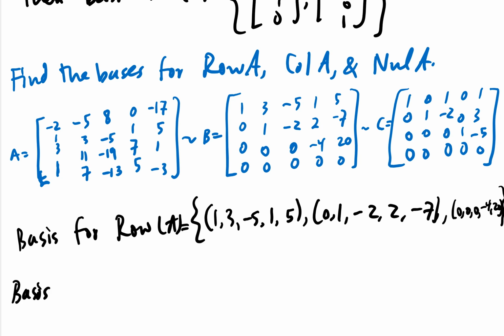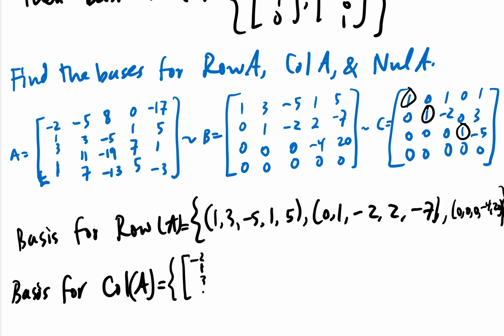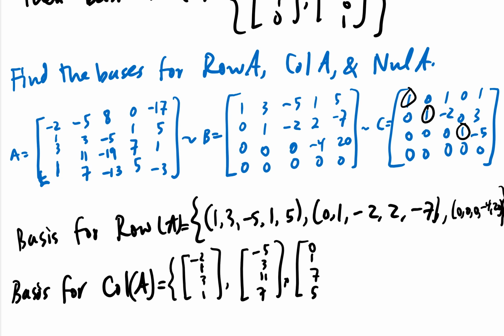The basis for the column space of A. So you look here, these are the pivots. So it's going to be in the original, the first -2, 1, 3, 1, the next one -5, 3, 11, 7, and the last, 0, 1, 7, 5.